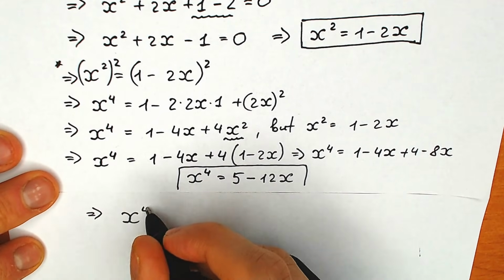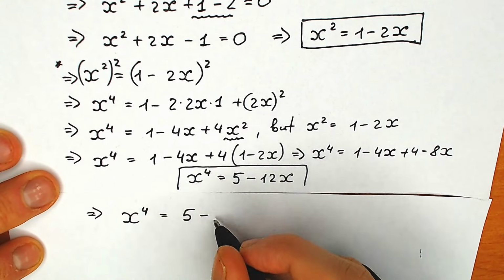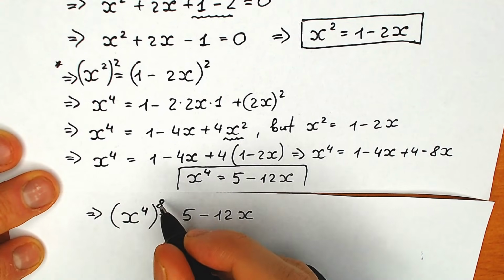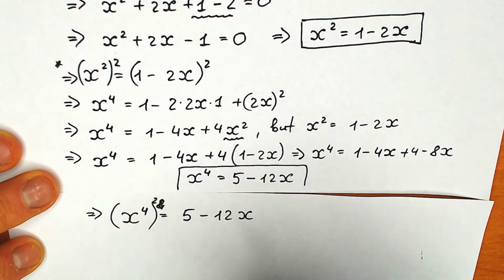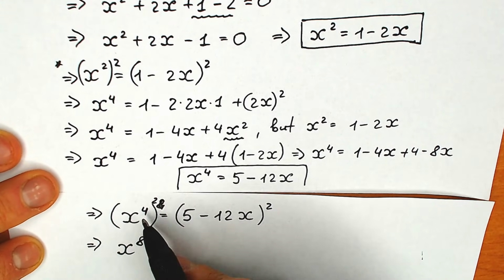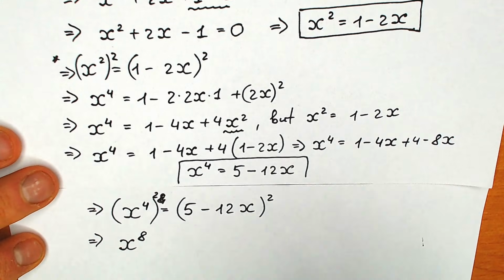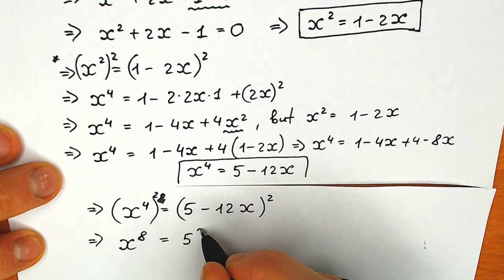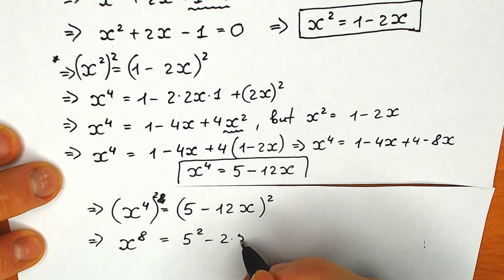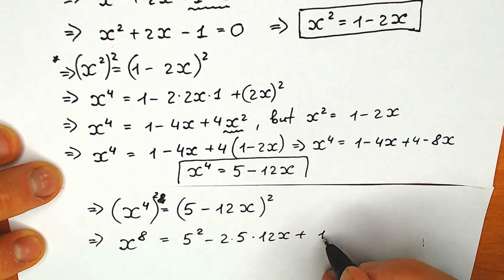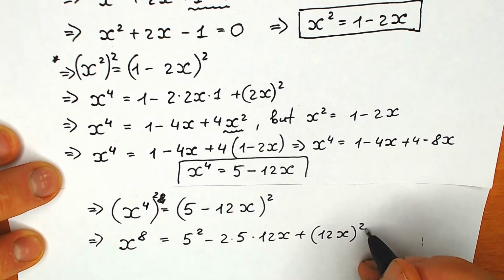So we have x to the power 4 equal to 5 minus 12x. And let's raise this, right here we need to raise to the power 2. So right now on the left side we have x to the power 8, because we raise x to the power 4 to the power 2, we have 8. And on the right side, let's raise this. What do we have? We have 5 squared, this is our identity, minus 2 times 5 times 12x, and plus 12x squared. Yeah, let's do it.